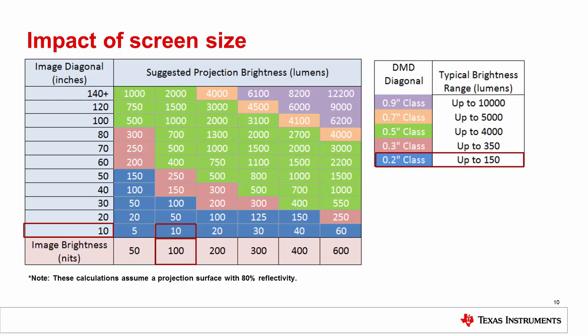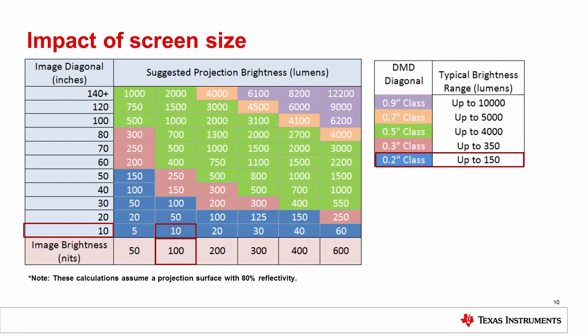Note that these calculations assume a projection surface with a reflectivity of 80%. When projecting onto a non-ideal surface, the actual lumens desired may be different than those shown here. A typical white wall has a reflectivity of 80%, but colored paints can reduce this number.